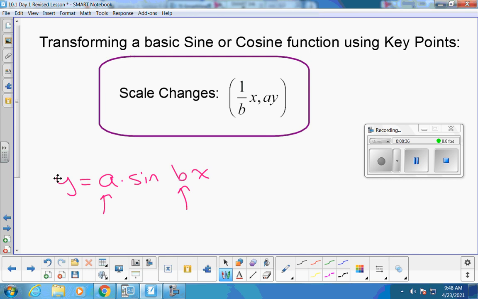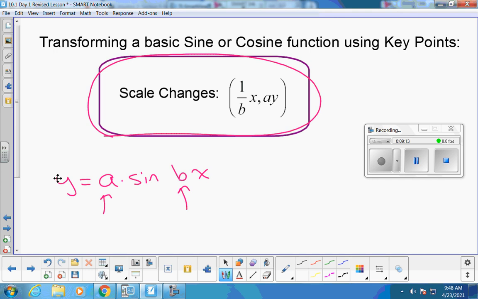But here's how we're going to actually apply the change to each of our key points one at a time with this formula. This is a very important formula to write down. 1 over b times x. So basically all your x values in your key points will get multiplied by 1 over b, and that will affect the period, or the horizontal stretch and shrink. The a value will get multiplied by the y values, and that will affect the vertical stretch and shrink. So that's going to affect the amplitude. So make sure you have that in your notebook. Very important.